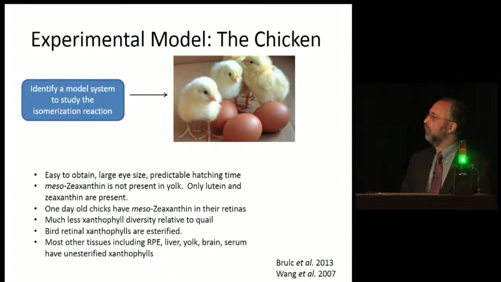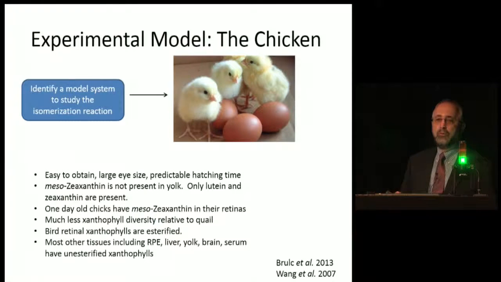And also, in a very important paper that was published, I think in 2007, out of the Connors laboratory in Portland, it was already known that one-day-old chicks have detectable meso-zeaxanthin in their retinas. So something's going on. We know that they're starting out with no meso-zeaxanthin in the yolk, but they already have meso-zeaxanthin in the retinas. We already talked about why chickens are better than quails in terms of their diversity.